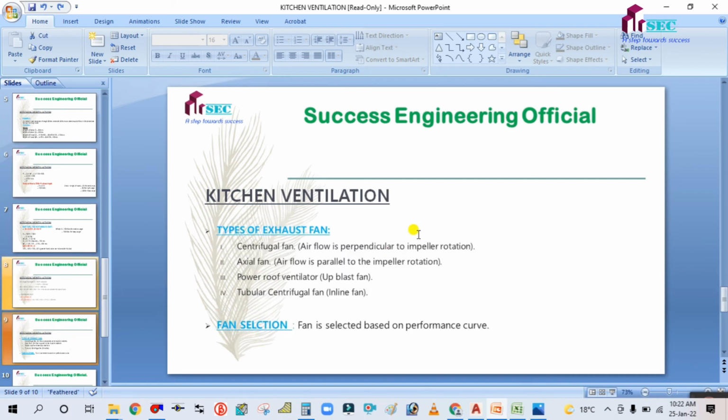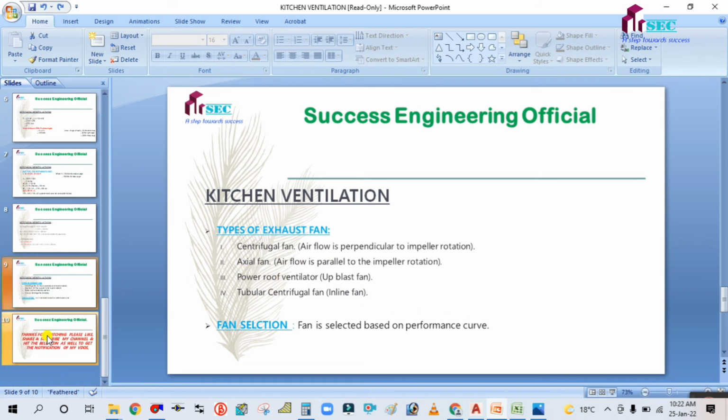Next is types of exhaust fan. So you can see here the centrifugal fan: airflow is perpendicular to the impeller rotation. That is how you identify the centrifugal fan. The fan whose flow is perpendicular to the impeller rotation. Axial fan, the flow of the fan is parallel to the axis of the fan impeller. Power roof ventilator, a blast fan, and tubular centrifugal fan is nothing but the inline fan. And then you have to select the fan, calculate the ESP.